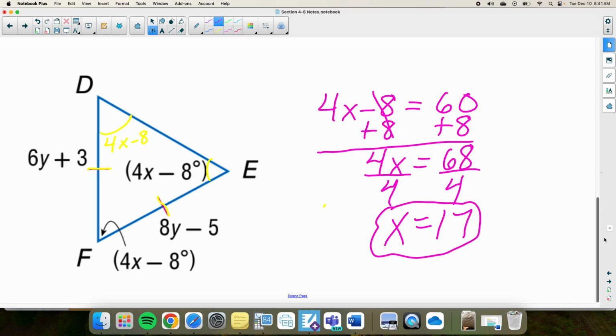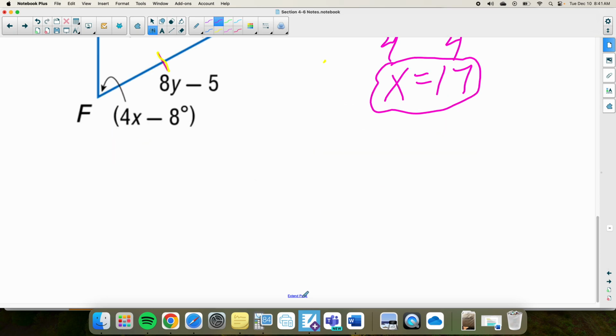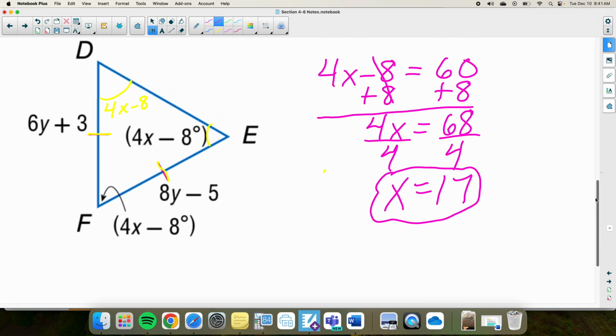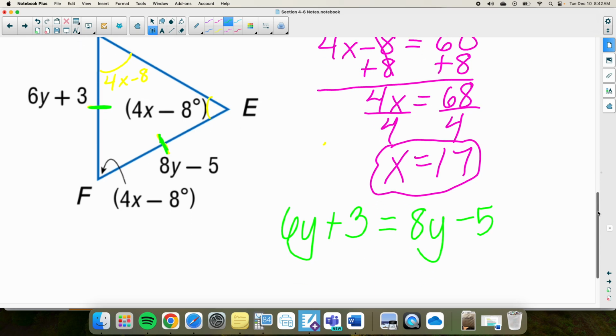Okay. Then what we would do is try to solve for y. Now when you look at that, notice this side is equal to that side and they both have a y in them. So I can just set those two sides equal to one another. 6y plus 3 equals 8y minus 5.